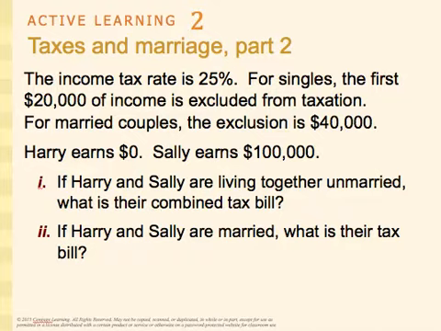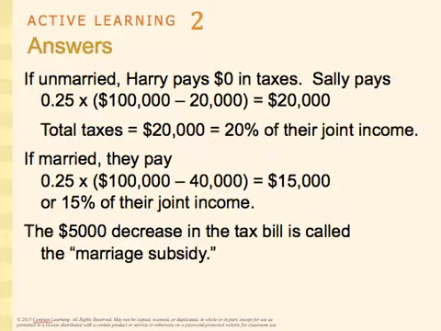Harry earns $0 and Sally earns $100,000. If Harry and Sally are living together unmarried, what is their combined tax bill? If Harry and Sally are married, what is their tax bill? So we're going to find out the impacts here. All right, if unmarried, Harry pays $0 in taxes. Sally pays 0.25 times the $100,000 she earns minus her $20,000 exemption. She pays $20,000. Total taxes is $20,000, and that's 20% of the joint income.